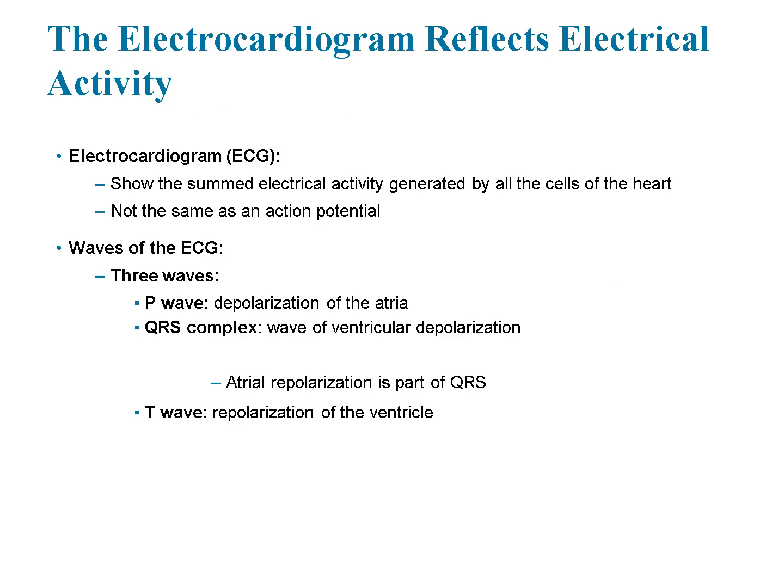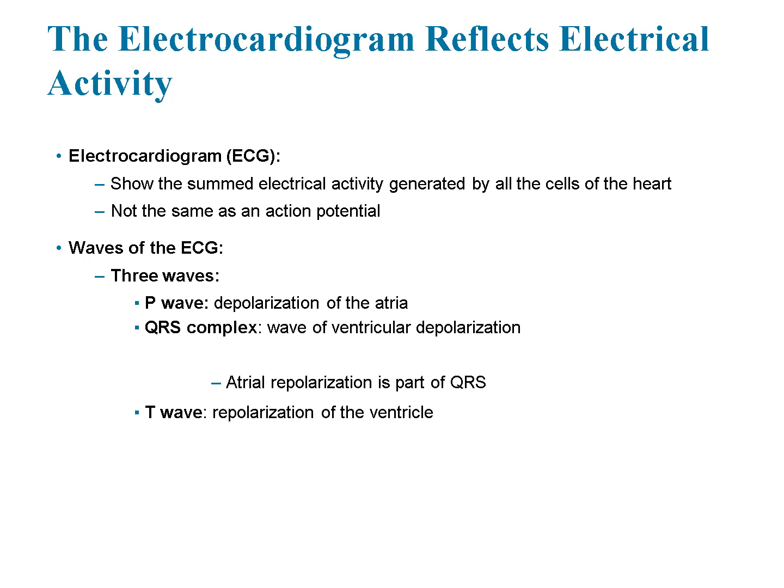The electrocardiogram, or ECG, is a diagnostic tool that records the summed electrical activity of the heart. Unlike a single action potential, which represents the electrical activity of an individual cardiac cell, the ECG provides a broader view of the coordinated electrical events occurring across all heart cells. The ECG consists of three main waves, each corresponding to a specific phase of the heart's electrical cycle.